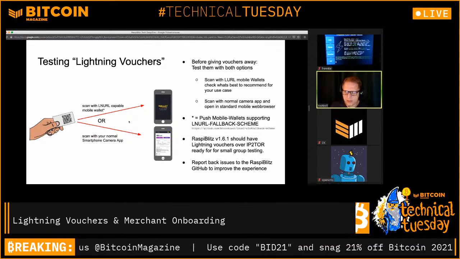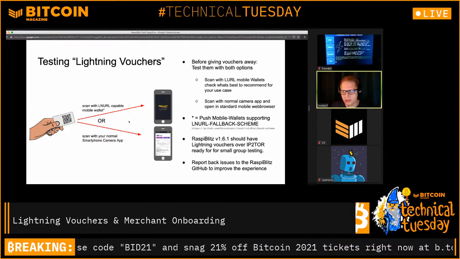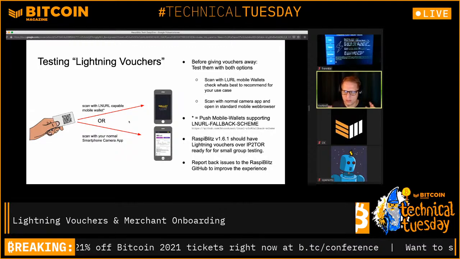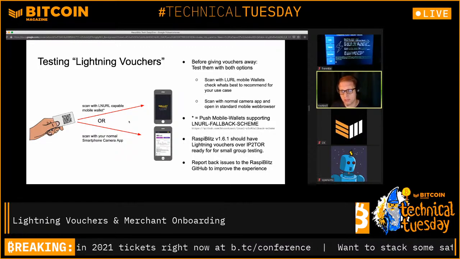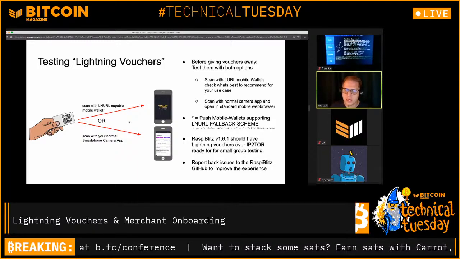The RaspiBlitz is at the moment out with the 1.6, and it got all the IP2Tor stuff in there, the Let's Encrypt stuff. This is all the stuff you can already test out, and also please give feedback on this. Is this running stable for you? Is there something we can improve?